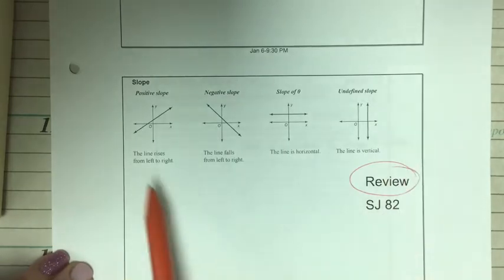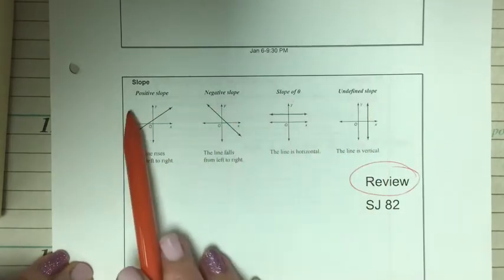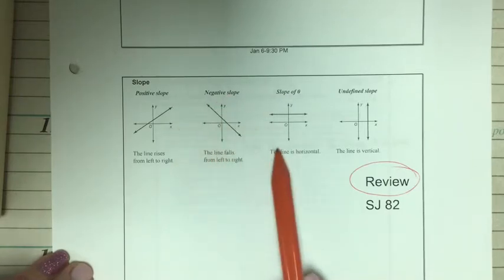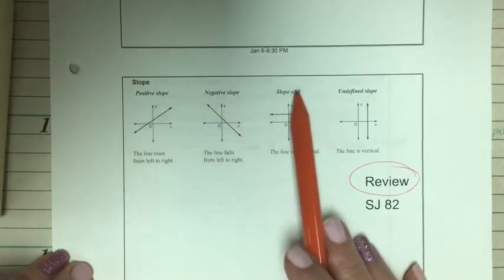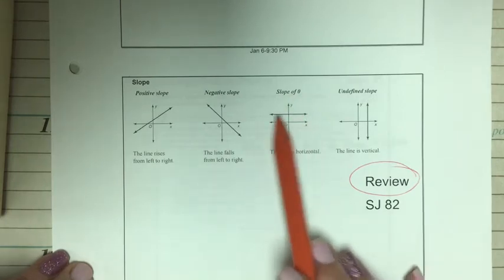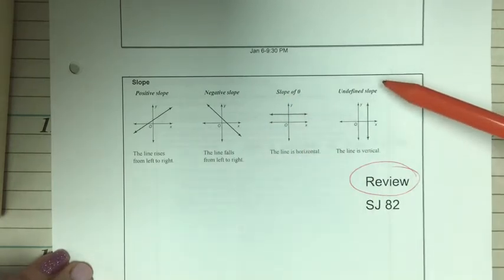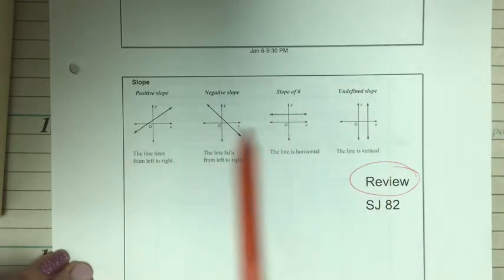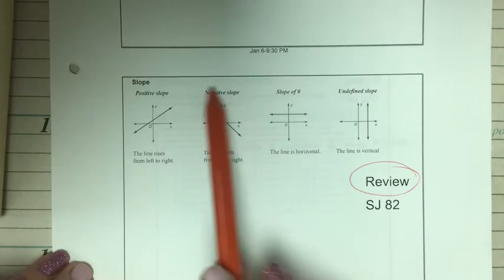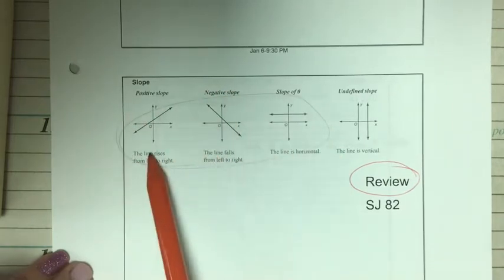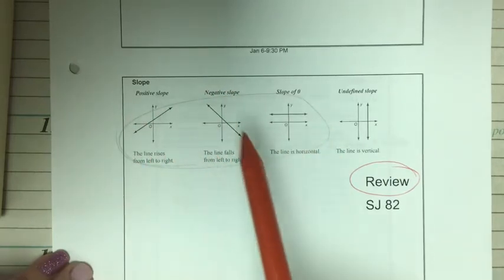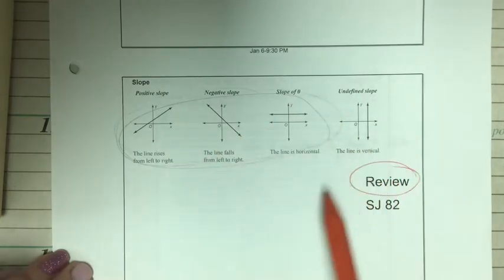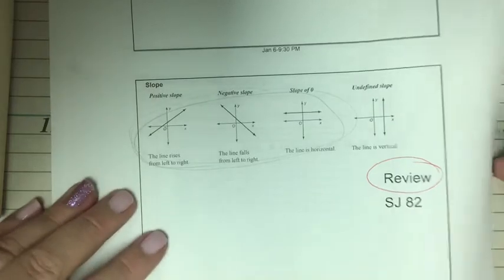When you're referring to slope, there are four ways to describe slope: positive slope, rising to the right; negative slope, falling to the right or rising to the left; slope of 0 is a horizontal line; an undefined slope is a vertical line. Of all four of these, only three of them are functions, and that would be these three because they would pass the vertical line test. This one is not a function because it would fail the vertical line test.